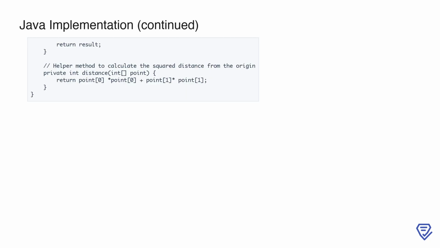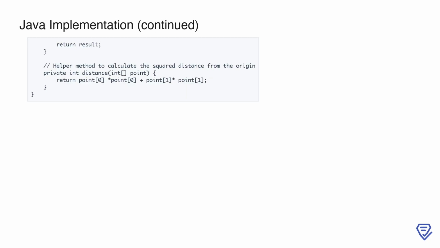We initialize an index to track the position in the result array, and while the heap is not empty, we pull points out of the heap and store them in the result array in order. Finally, we return the result array, which contains the k closest points to the origin.